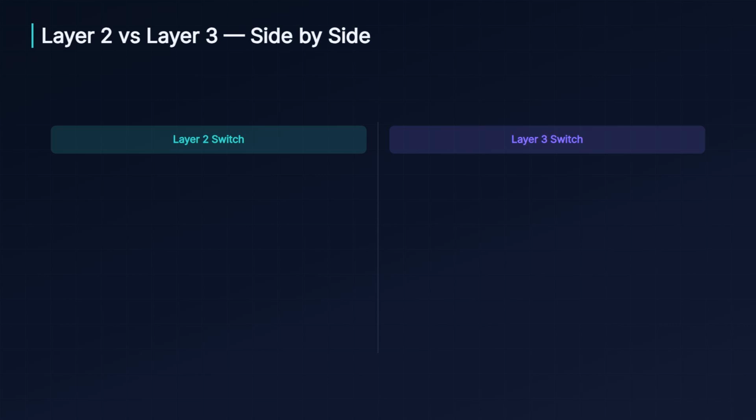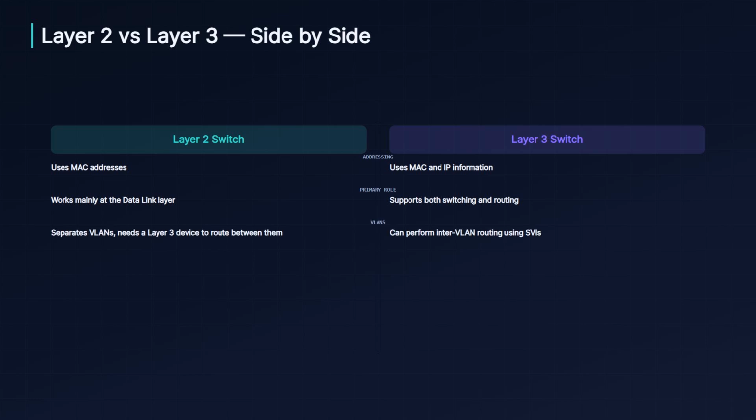Let's put it all side by side. Addressing, Layer 2 uses MAC addresses. Layer 3 uses both MAC and IP information. Primary role, Layer 2 works mainly at the data link layer. Layer 3 supports both switching and routing. VLANs, Layer 2 can separate them, but needs help to route between them. Layer 3 can perform that inter-VLAN routing itself, using SVIs as gateways.